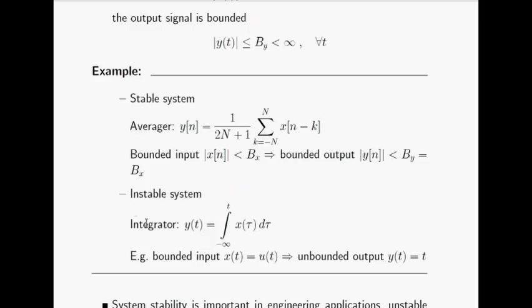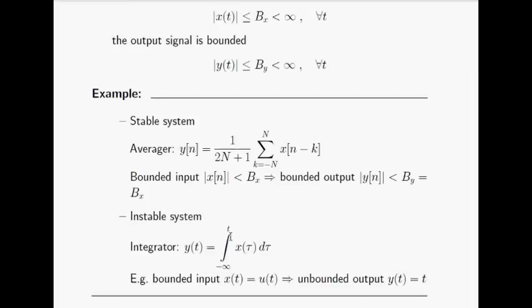And let's see an example of an unstable system, which is the integrator. y of t equals the integral from minus infinity to t of x of tau d tau. If I take a bounded input x of t equals u of t, then I'll get an unbounded output y of t equals t. So you can see that I have a bounded input, but the output is not bounded, so this system is not stable.